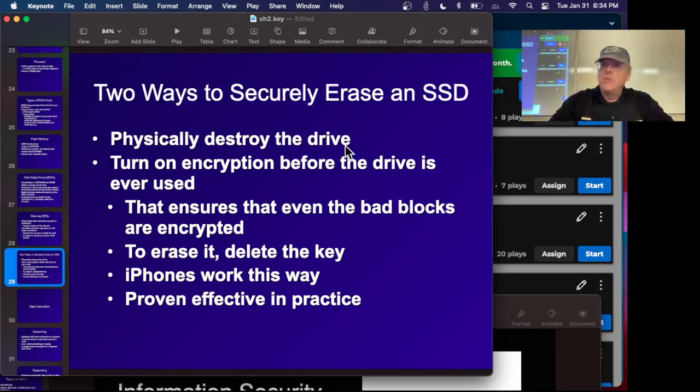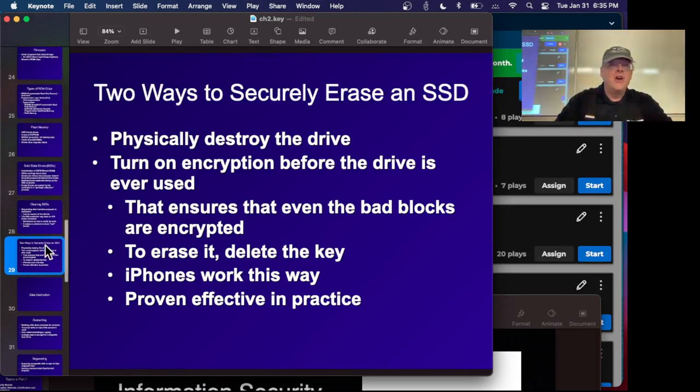However, there is another way to do it that works, which is what the iPhone does. The iPhone turns on encryption before you ever start using it. It's always encrypted all the time. And when you want to sell your iPhone, you go to reset to factory defaults, and that erases the key. So all the data is no longer accessible. This is extremely effective, and in practice, it has been tested. There was a forensic company that bought 100 iPhones on eBay and tested them, and they could not recover any data from any of them. So this is the way to do it. There are some Androids that do this too, but a lot of them do not. And if you wait until you've been using it for a while and then turn on encryption, it doesn't work, because then there's some unencrypted data on there that you can't be sure you got off.